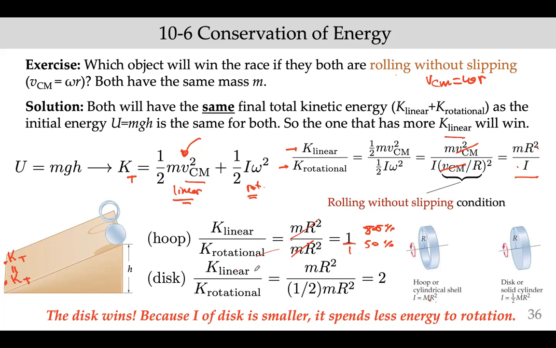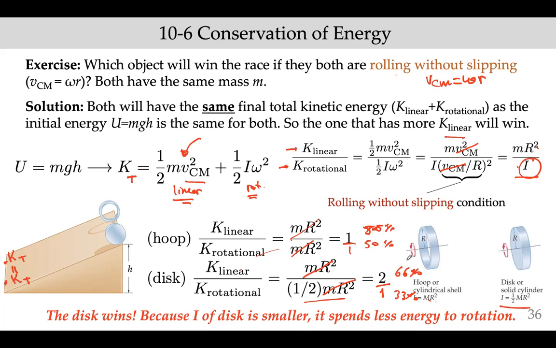Now the disk, if you calculate, this part is the same, mr squared. Now in the denominator, write the moment of inertia of the disk, 1/2 mr squared. These again cancel. What you find is 2. You can think of this as 2 divided by 1. So it spends 2 parts from the total energy into linear, and only 1 part into rotational. So maybe we can say 66% to linear and 33% to rotational.